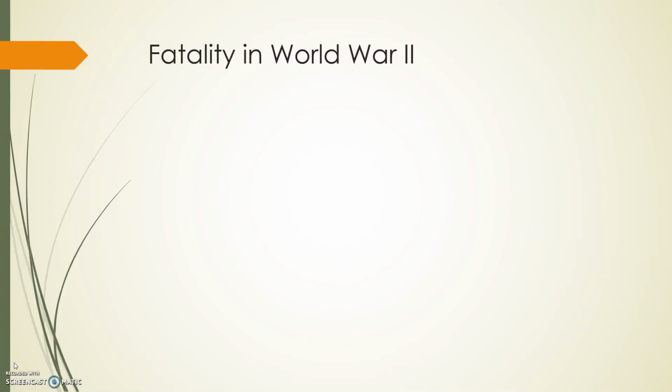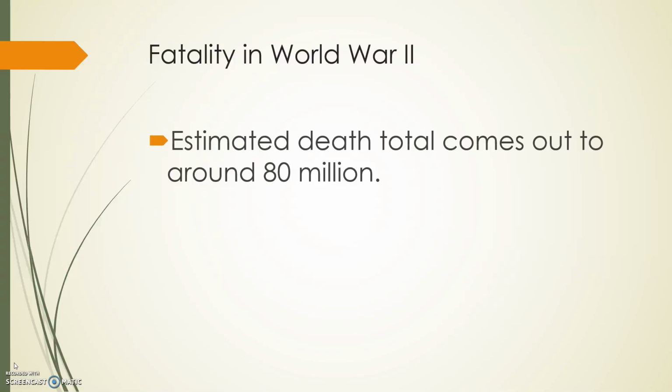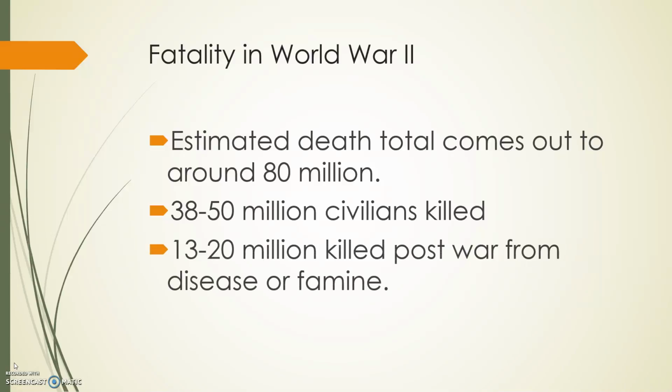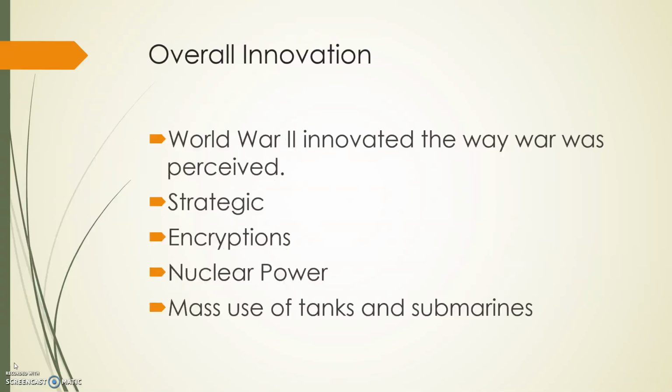Next up, we'll talk about the fatality. World War II was a very gruesome war, as its estimation of death comes to 80 million lives. 38 to 50 million were killed as civilians, and 13 to 20 million were killed post-war from disease or famine. So, for example, if the bomb was dropped on Nagasaki and Hiroshima and you lived there, and you didn't die immediately and you died a couple years later due to radiation poisoning, then that's one of those deaths. It's quite sad how many people actually did die during World War II.